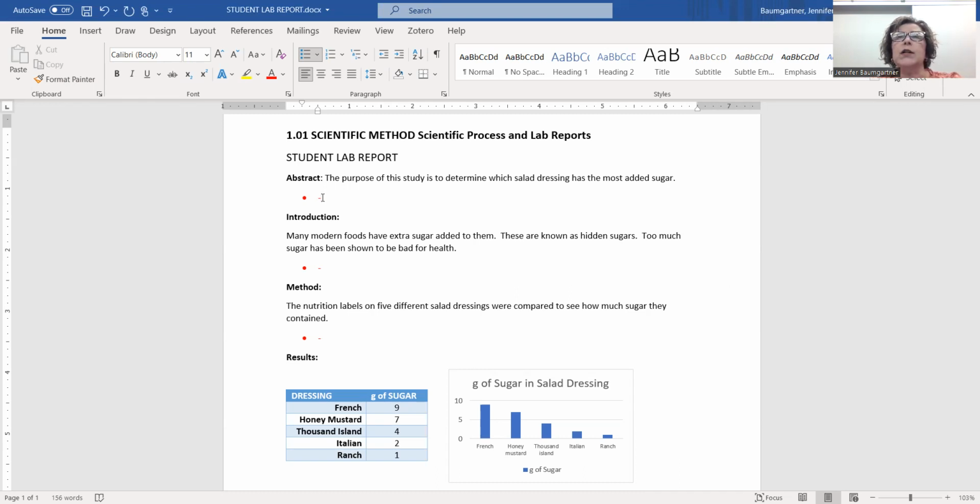In the abstract, we want a summary of what's going on in this experiment. Ideally, after you've asked your question, you create a hypothesis. My question was, I wonder if there's different amounts of sugar in salad dressings. And my hypothesis is that I believe there are different amounts of sugar in salad dressings, and some have more and some have less. So the abstract is a summary of those two things. My abstract here is: the purpose of this study is to determine which salad dressing has the most added sugar. So we're summarizing our question or our hypothesis.